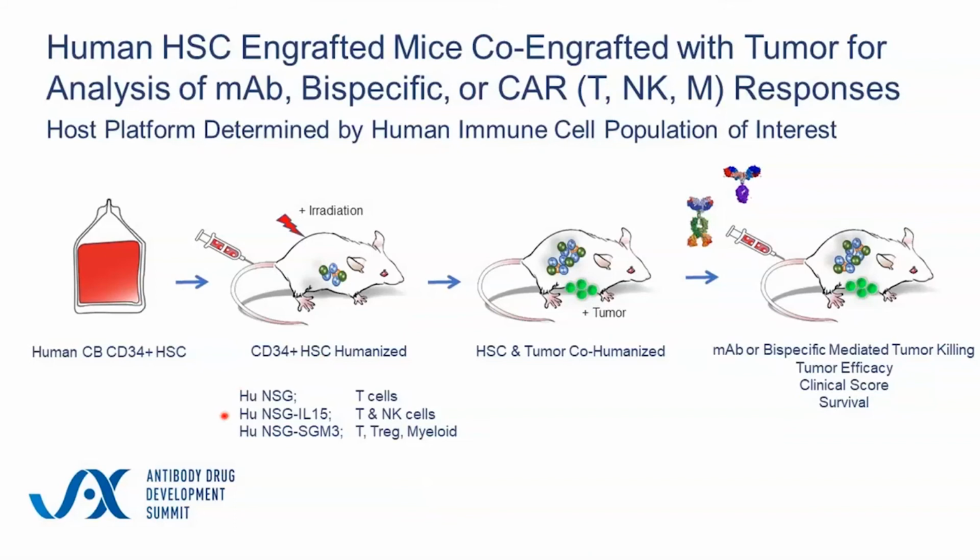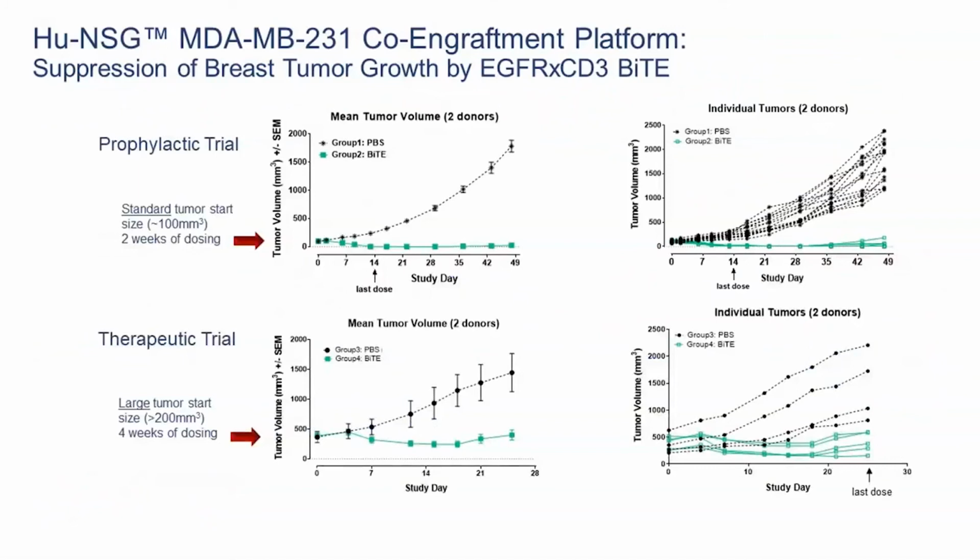There's a number of different tumors that can be used, and you can co-engraft tumors with these, and you can look at monoclonal antibody therapeutics, bispecific therapeutics, and also, for those of you who might be interested in chimeric antigen receptors, I'll give you some small amount of data here looking at chimeric antigen receptors in terms of T cells, but we're advancing into CAR-NK, CAR-M, all these different things. And we can look at tumor efficacy, clinical scores, survival characteristics, and even cytokine release in certain instances with some of these models.